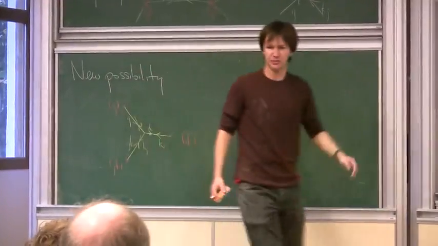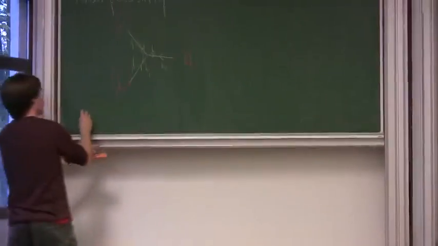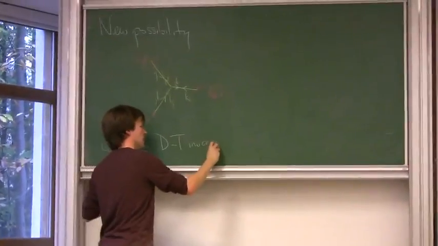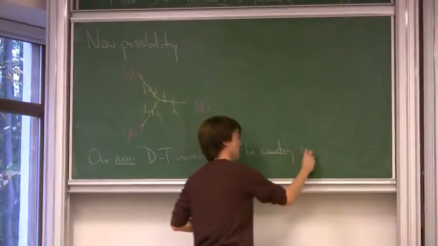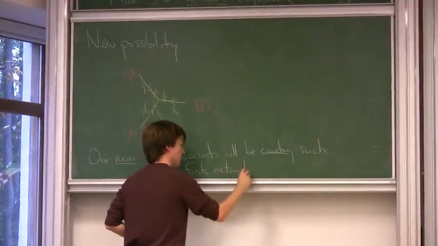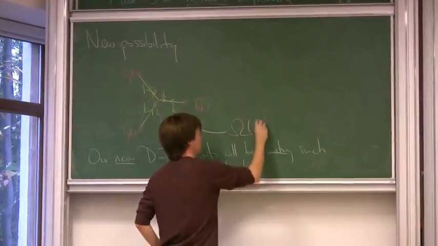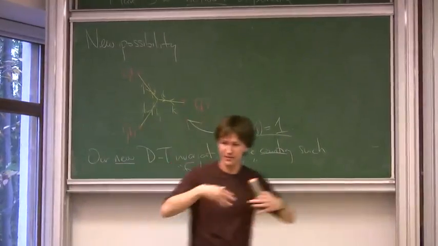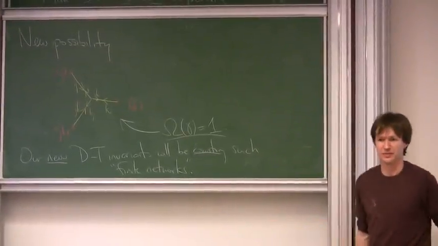Well, actually, maybe I'll make the definition at the beginning of the next. So let's just say that our new Donaldson-Thomas invariants will be counting such finite networks. And this one again, this one is rigid, so it will contribute omega equals 1 like before, and there will be some more elaborate rules for the counting of things without these topologies. Okay, so I think I'll stop.